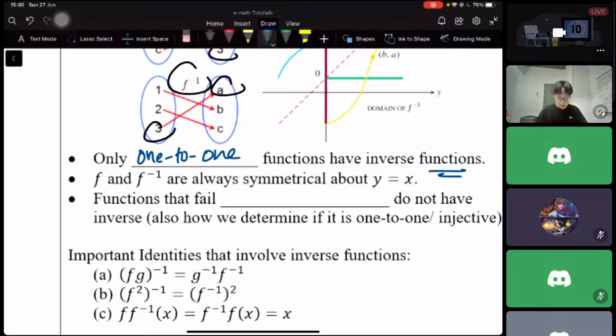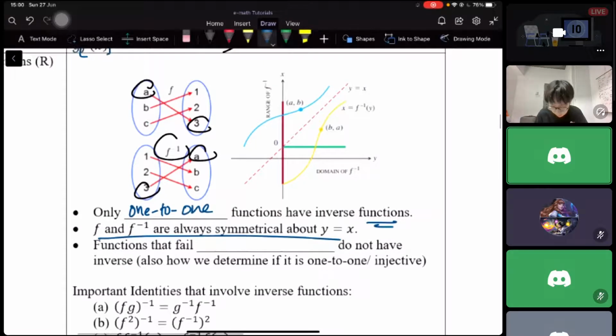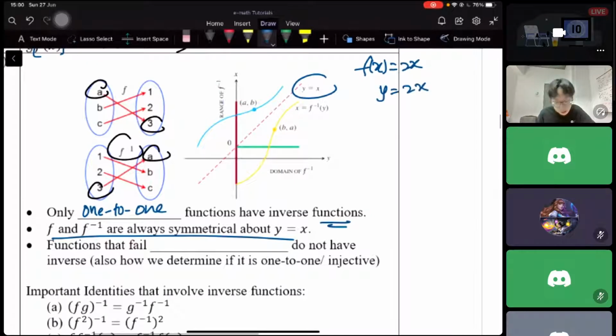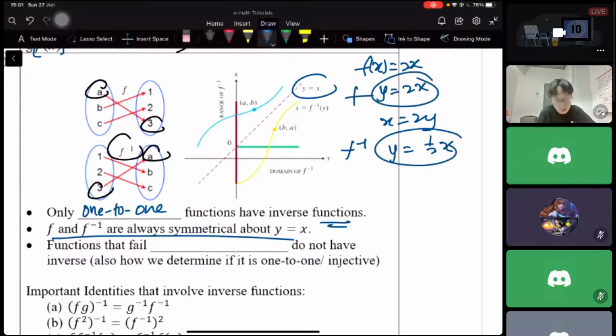You should also know the graphical property that f and f inverse are always symmetrical about the line y equals x. It's like a reflection. Why? Because for an inverse function, what you do is switch your x and y. Say your f(x) is 2x, so y equals 2x. Then your inverse is x equals 2y, and y is half x. These are f inverse, these are f. You just switch your x and y. This is a simpler explanation for inverse function.